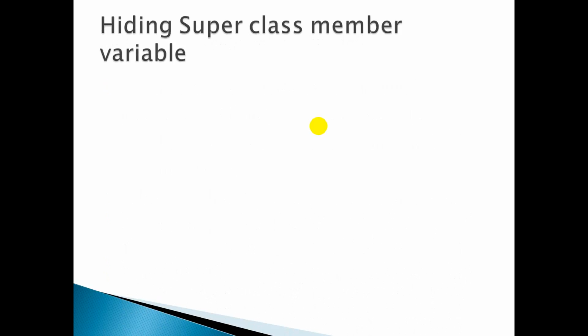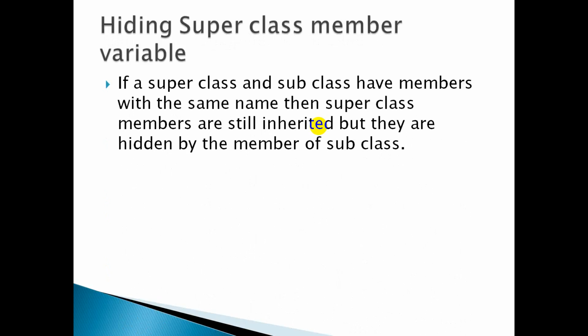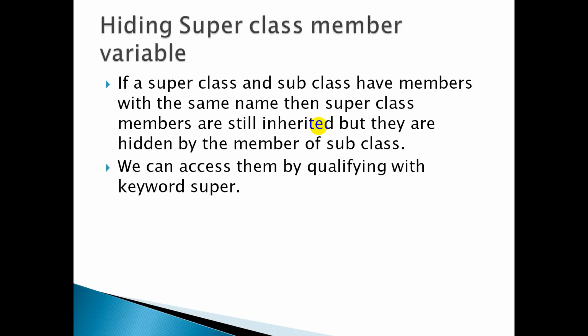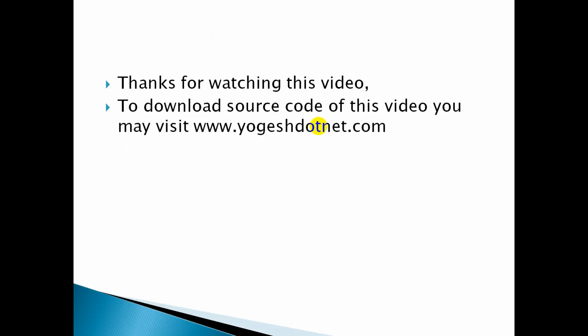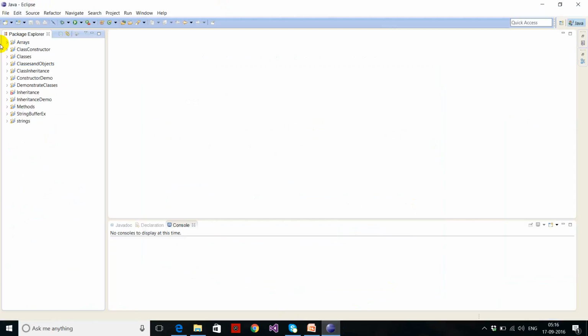Hiding superclass member variables means that if a superclass and subclass have members with the same name, the superclass members are still inherited, but they are hidden by the member of the subclass. It means that you are using the same variable name in the base class and the child class. In that condition, the child class method can access its own class member variable, not the parent class member variable. And we can access them by qualifying with the keyword super. Okay, so let's come to the demo of how we can do this.